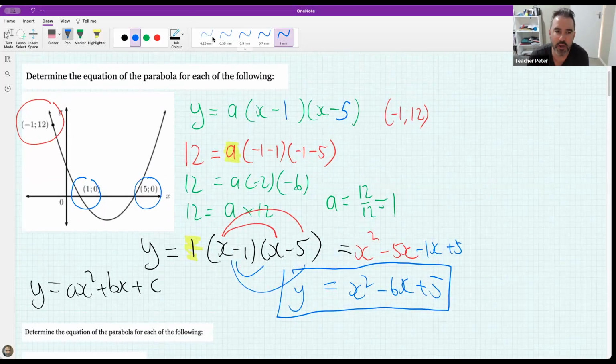So going over what we've done so far, step 1 was to write it in root form and then fill in the missing x-intercepts using the graph. Okay, so that was step 1. Step 2 was to sub another point that was on the parabola in and find A. And the last step was to multiply it out to get standard form.